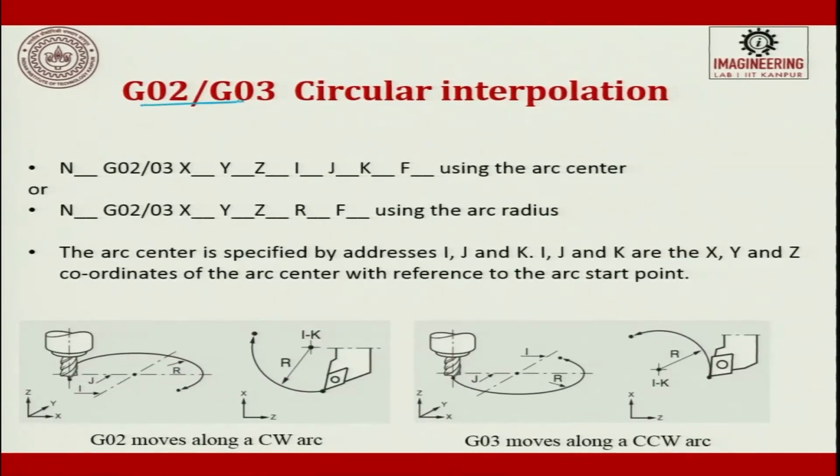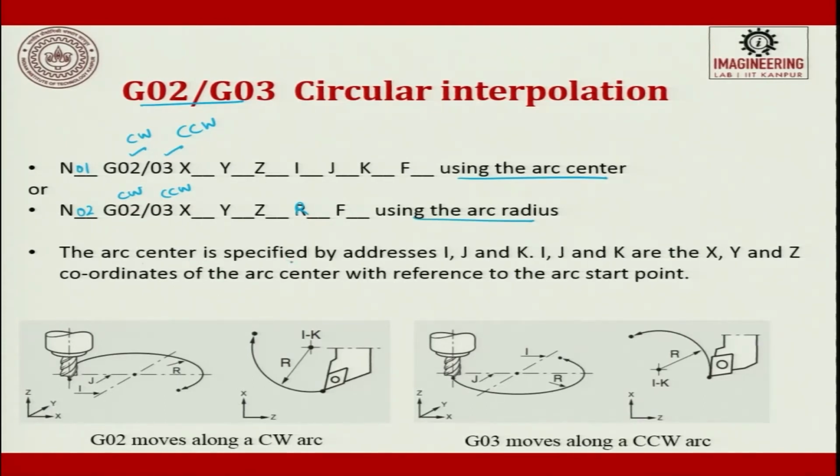When we talk about circular interpolation, G02 or G03, there are two formats. One is block N01, where you can choose either G02 or G03. G02 is circular clockwise and G03 is circular counterclockwise, then x, y, z, then you have an offset in the x axis, offset in the y axis, offset in the z axis, then you have a feed rate. This uses the arc center. The other option is N02, the same code G02 or G03, clockwise or counterclockwise, x, y, z, and then you define a radius r and a feed. This uses the arc radius.